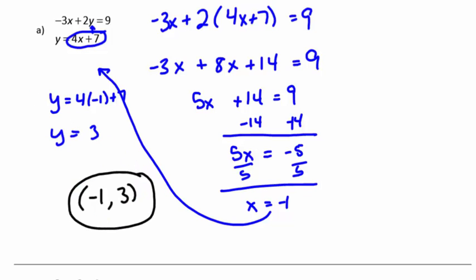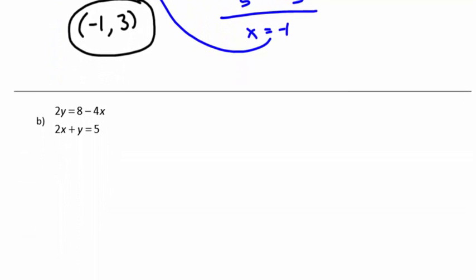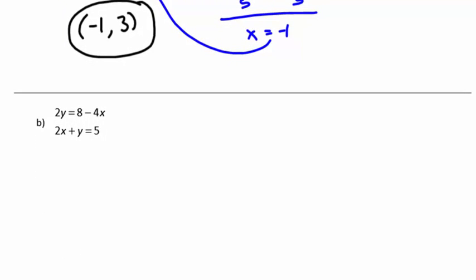Let's look at another example. In part B, we don't have a system where x or y is solved for, so we're going to solve for one of the variables. It's usually best to check out all of your variables and find the one with the smallest coefficient. So in that case, it's the y in the second equation because the coefficient is 1. So we're going to take this equation and solve for that y. So we're going to subtract 2x from both sides. It'll give us y equals negative 2x plus 5.